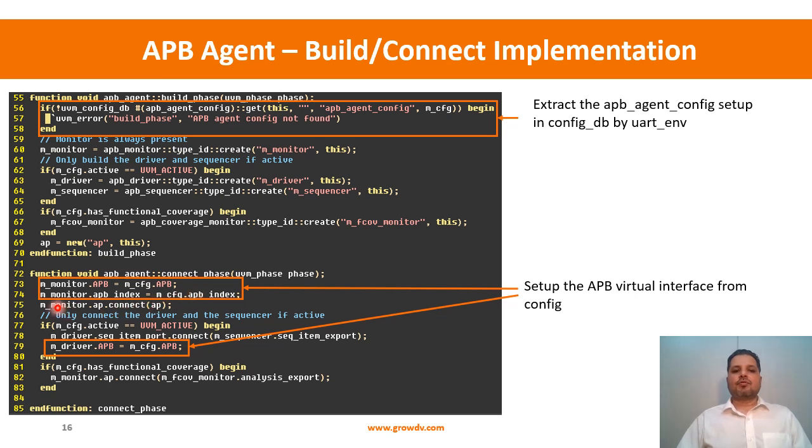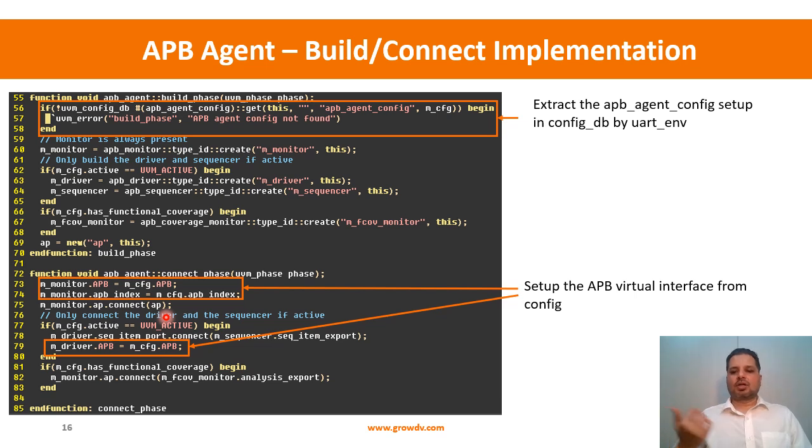In the connect phase, we say m_monitor.apb. This APB handle is a virtual interface handle that is declared within the monitor, and it is set from m_config.apb. In the agent config, we had already initialized the interface handle for the APB, so that goes to the monitor now. Then the monitor APB index is copied from the m_config APB index that we had specified, and the monitor analysis port is connected to the analysis port present at the agent level.